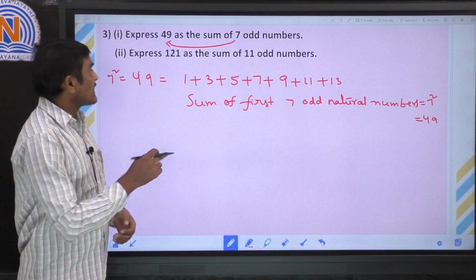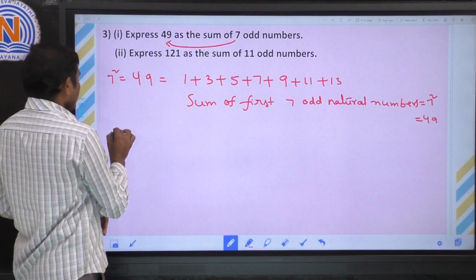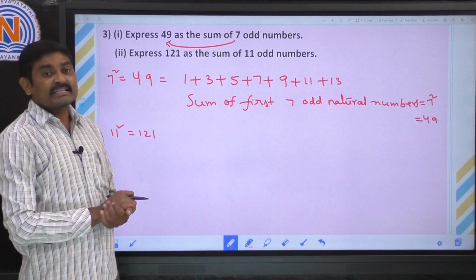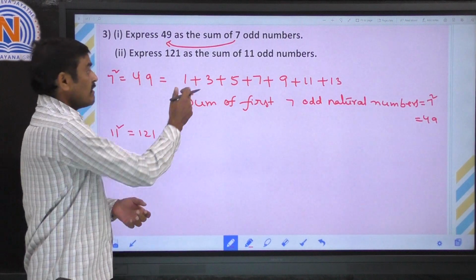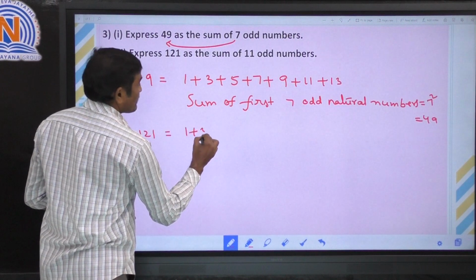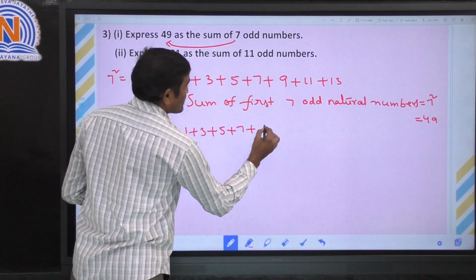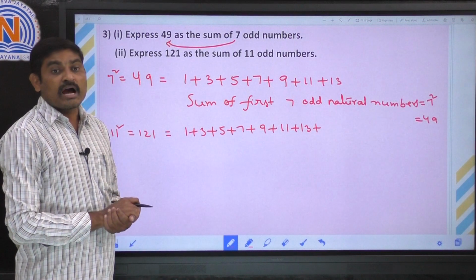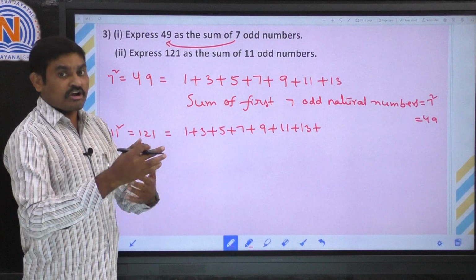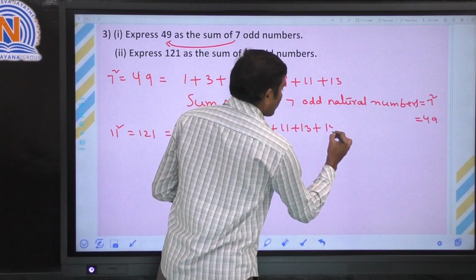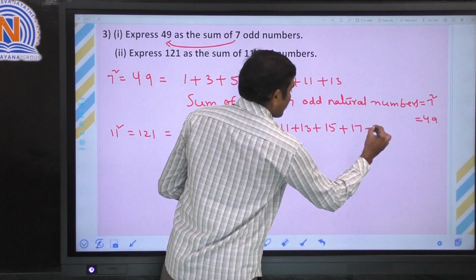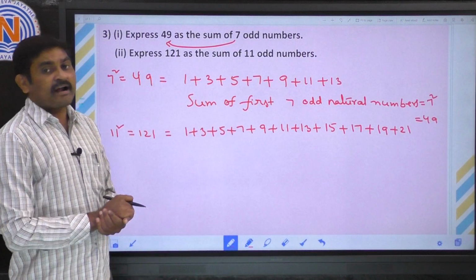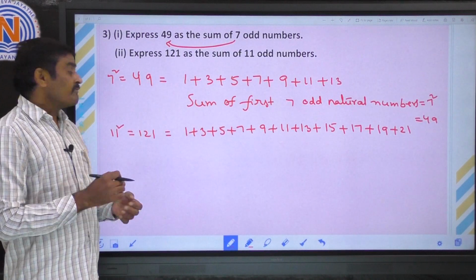Okay. Coming to the second number. So express 121. Here 121 can be written as 11 square. So we can write the sum of first 11 odd natural numbers. Already we have 7 here: 1 plus 3 plus 5 plus 7 plus 9 plus 11 plus 13. So these are the 7. So I want 4 more odd natural numbers. Next odd natural number is 15, next one is 17, next one is 19, next one is 21. So if you add all these odd natural numbers, we'll get 121.